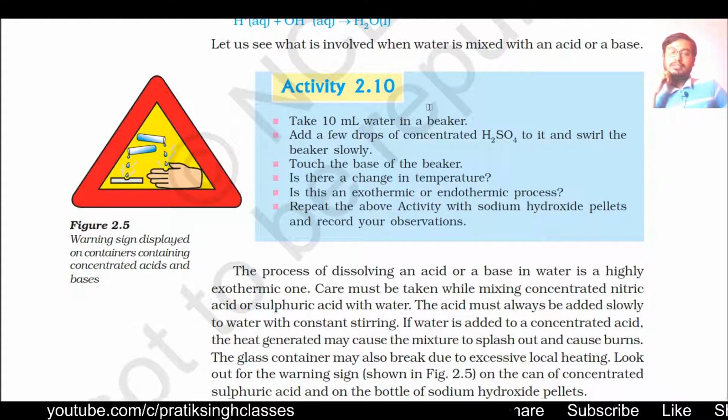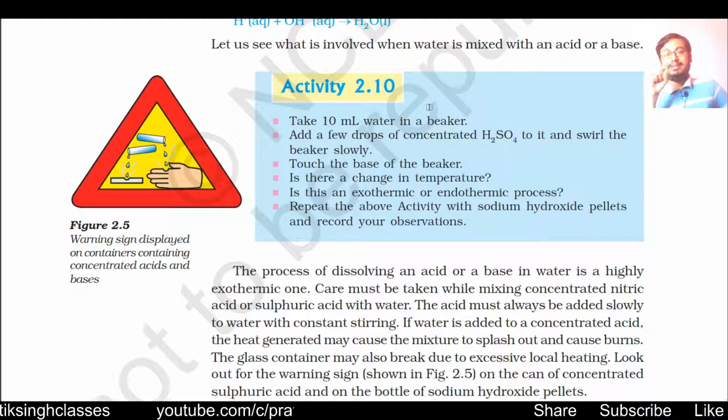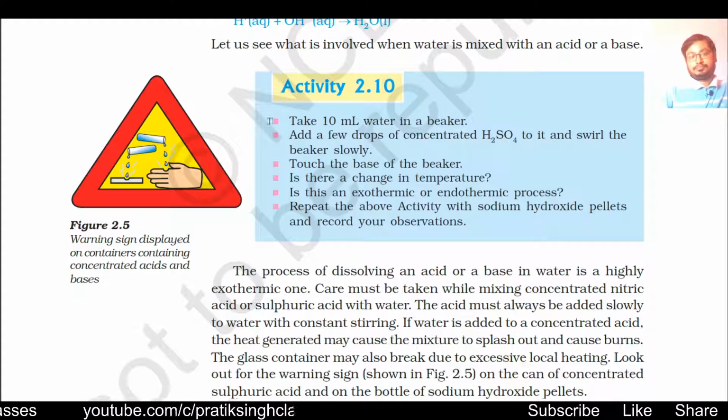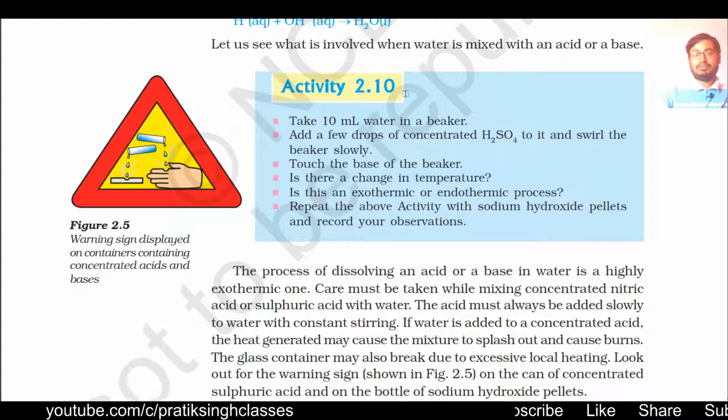I don't say 2.10, 2.9, 1.12, 1.15. Okay, the correct way to pronounce a decimal number is like this. It is 2.10, not 2.10. If it is 100, it is read as 2.100. It is not read as 2.100.